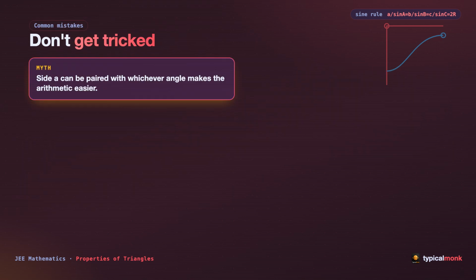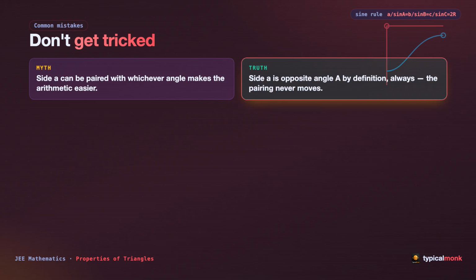Now let me save you some marks. Two myths that trap thousands of students every year. Myth 1. Sin A can be paired with whichever angle happens to make the arithmetic simpler. It feels harmless, does it not? David used to do exactly this. But here is the truth. Side a is opposite angle A. By definition, always, the pairing never moves, no matter how convenient another angle might look.